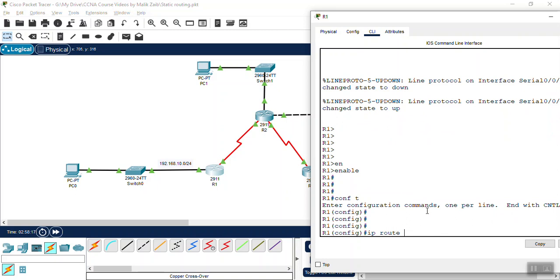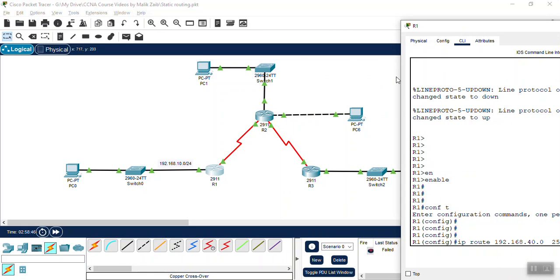The destination network that we have just given is 192.168.40.0. The 0 is the network address, and we have configured 40.1 on the interface. But in the static route, we have to configure the network address with the subnet mask. The subnet mask is 255.255.255.0, and then the next hop address. For router R1, the next hop address is R2.